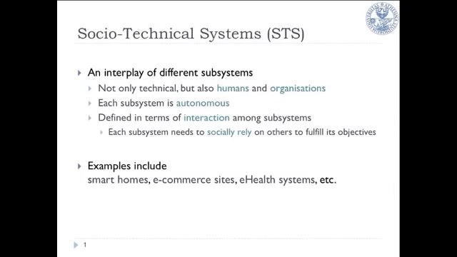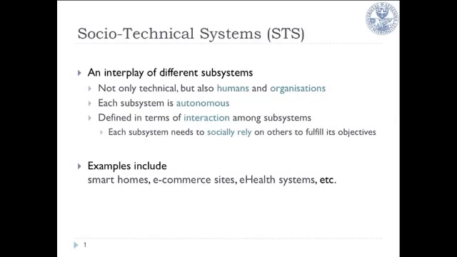For starters, I want to introduce you the concept of socio-technical systems. So, what are these systems we are considering for the modeling language to help us elicit security requirements? Generally, the term socio-technical system refers to an interplay of different subsystems in which we have components that are not only technical, like software or hardware components, but mainly we have the involvement of humans and organizations.